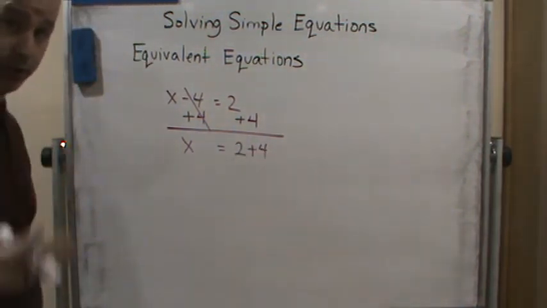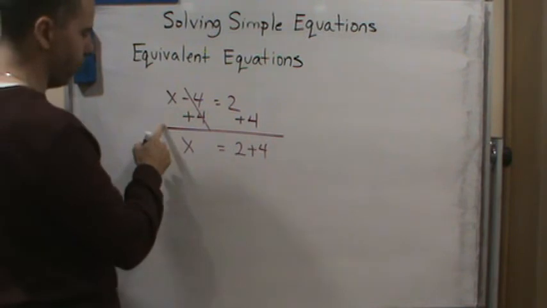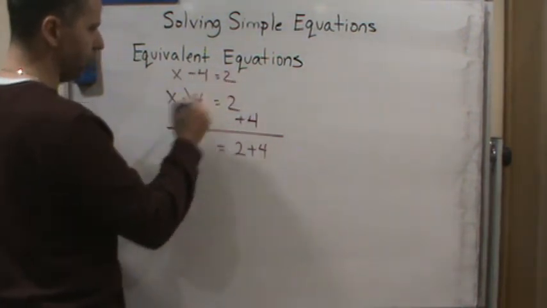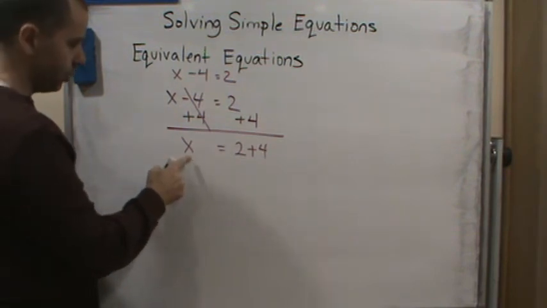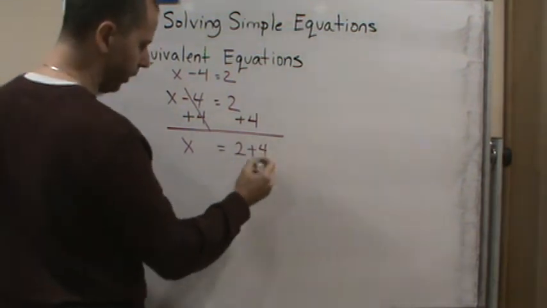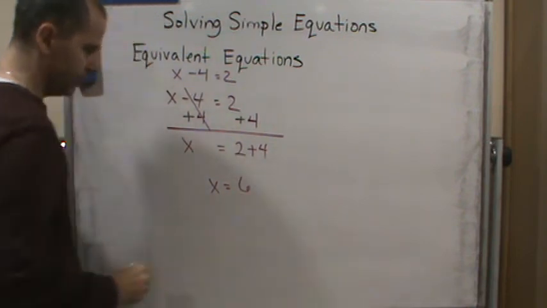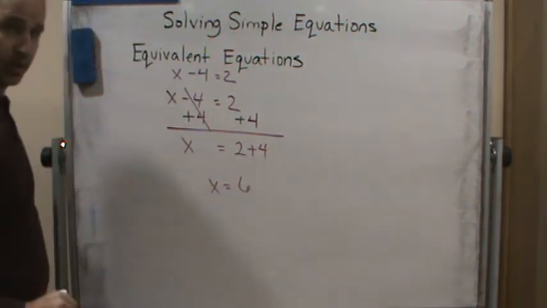Now I have an equivalent equation. So what am I saying? I'm saying x minus 4 equal to 2 is equivalent to x equals 2 plus 4. And so now if I simplify this, I get x is equal to 6, and there's my solution.